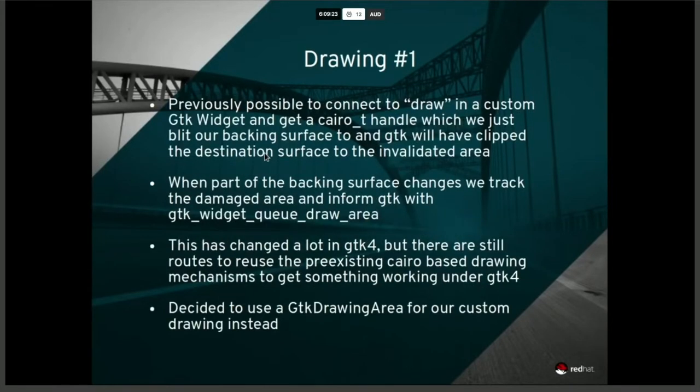Drawing, the changes in drawing. The changes in drawing are the most extensive changes versus all the other ones. In GTK3 it was previously possible to connect to the draw signal in a custom GTK widget, get back a Cairo context, and we just split our backing surface to that, and GTK will have clipped that destination surface to the areas that have been marked as invalid. When we know that part of our backing surface has changed, we are tracking the damaged area, and we just tell GTK3 with gtk_widget_queue_draw_area what areas are now invalid.